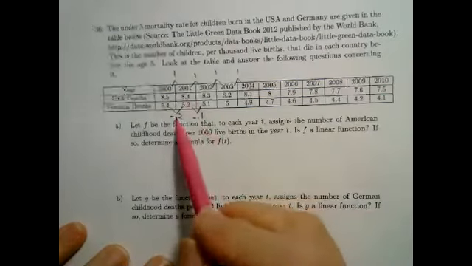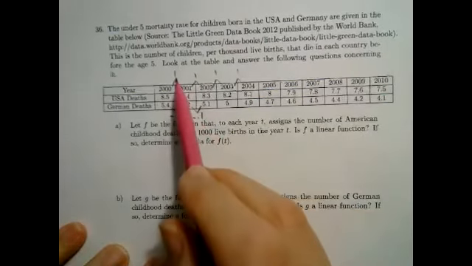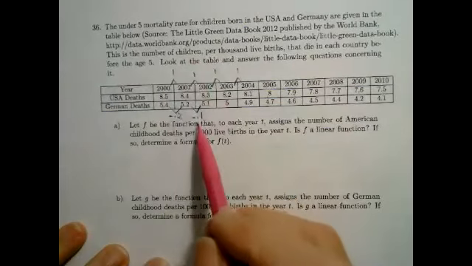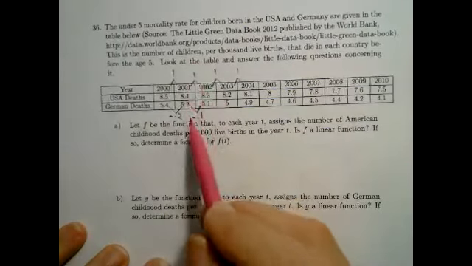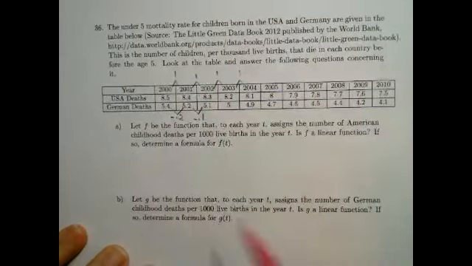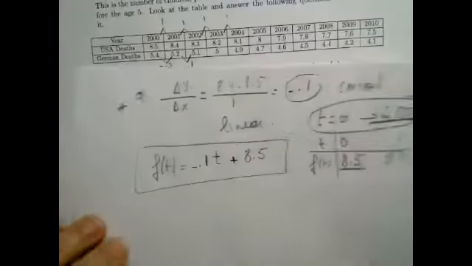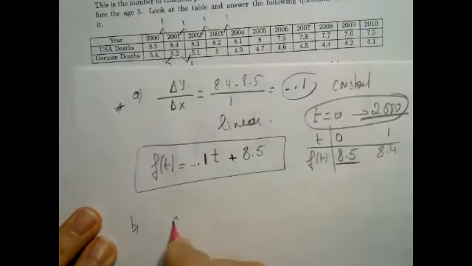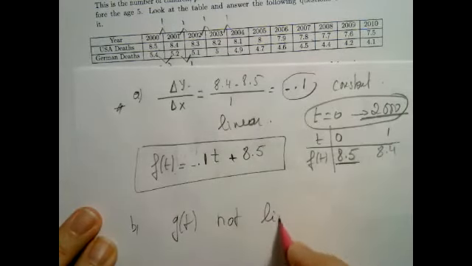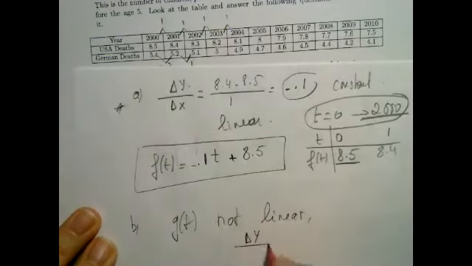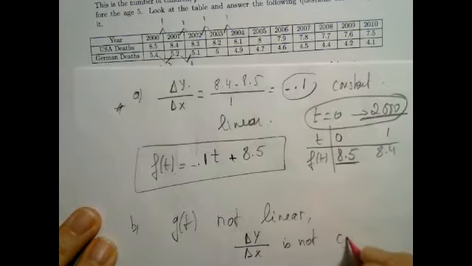Because if I compute the change over the change, I'm going to get minus 0.2 here. If I compute the change over the change, I'm going to get minus 0.1. Definitely G is not linear. So B, G is not linear, because the change of Y is not constant. It's not the same, I'm changing.